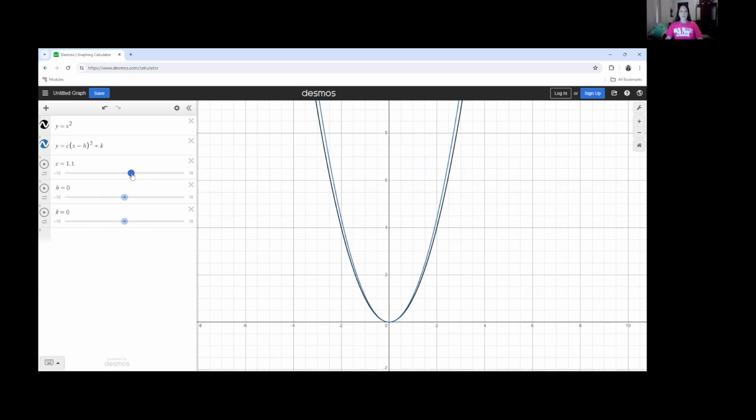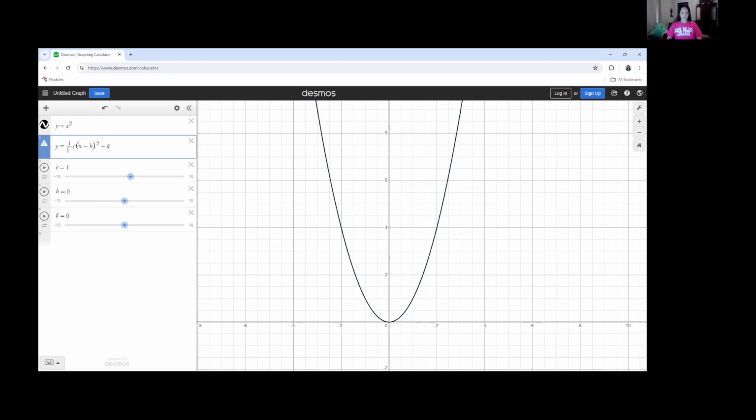Going back to 1, if I make this 1 over c, and I have, let's say, 1/2, so 1 over where c is 2. Notice that I'm now compressing. The larger that I get, the more that I compress that graph vertically.